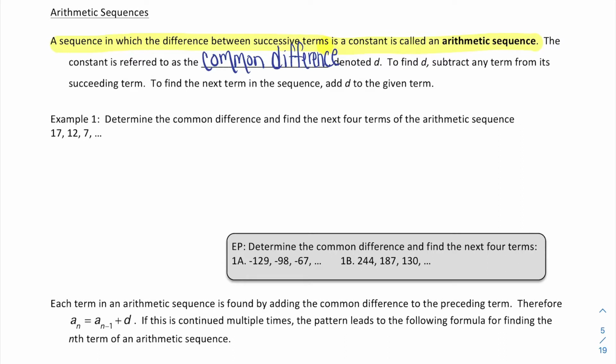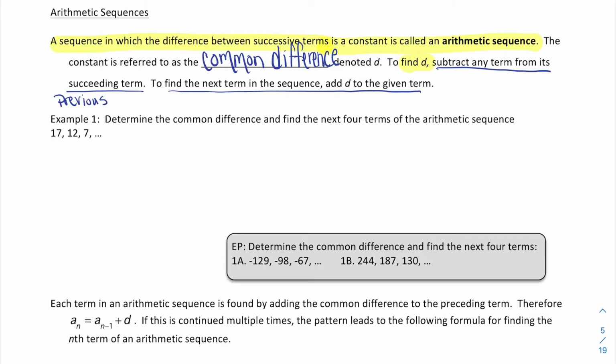Now to find d, we are going to subtract. And we're going to subtract any term from its succeeding, which also means previous, term. To find the next term in the sequence, you're going to add d to the given term. So keep in mind, if you subtract, you may get a negative value, which is actually going to happen when we do this first example. And then when you add a negative, it will make that sequence decreasing.